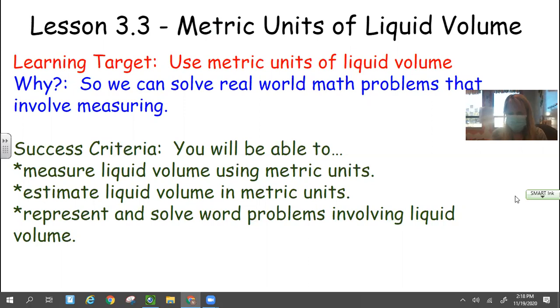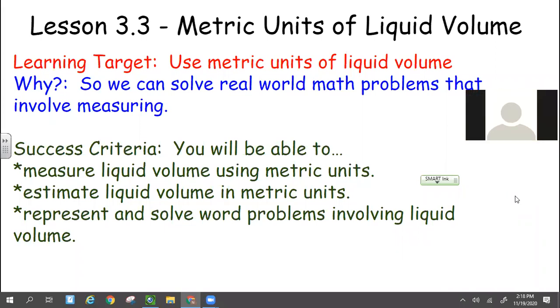All right. Two people waiting. Let me admit them. We are going to have lots of times when we have to measure. Sometimes we'll be measuring liquid volume in liters or milliliters, and that's in the metric system. So it's not always in the U.S.